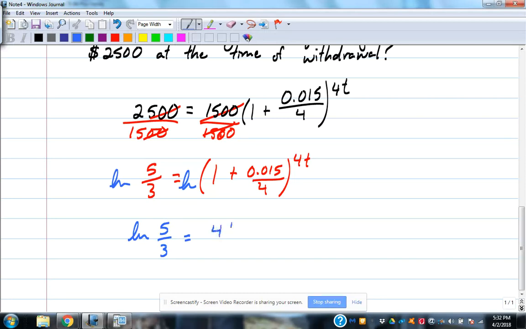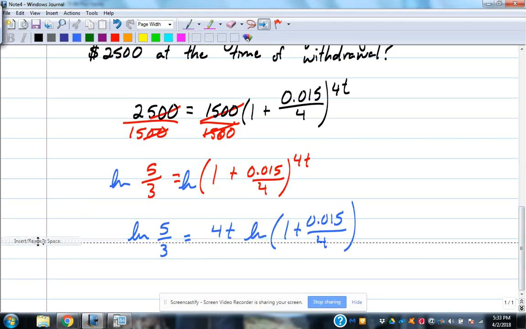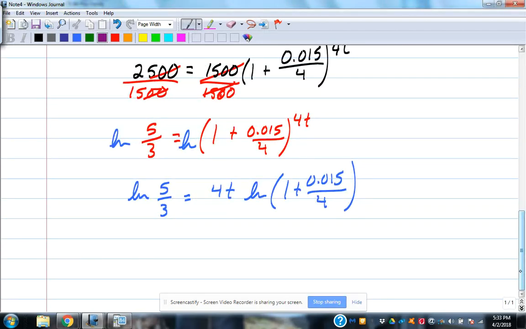Okay, so the 4t comes to the front, and we got natural log of 1 plus 0.015 over 4. Now, I want to get t by itself. What's going on with t and all that other stuff? What's the 4 doing to the t? What's the 4t doing to the natural log? So can we divide by everything except t? Everything except for t. That's exactly right.